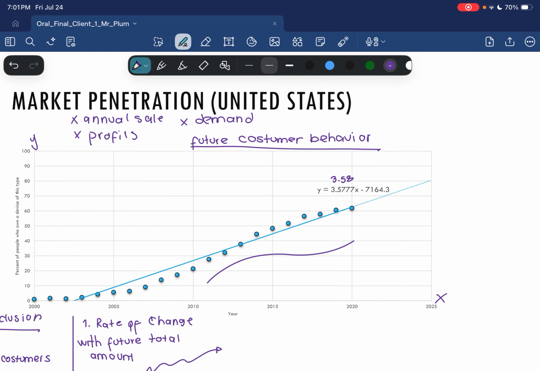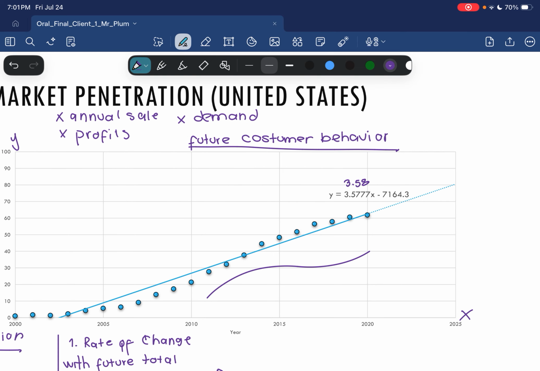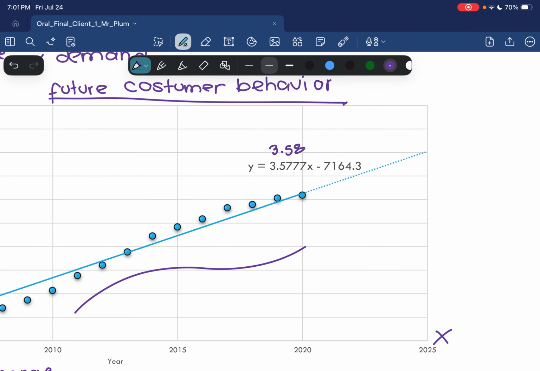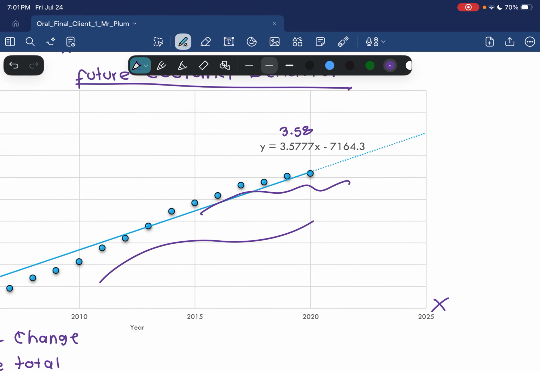In fact, if we carefully examine the graph, the data points in the later years begin to decrease a little bit. And this suggests that the growth rate might already be decreasing.